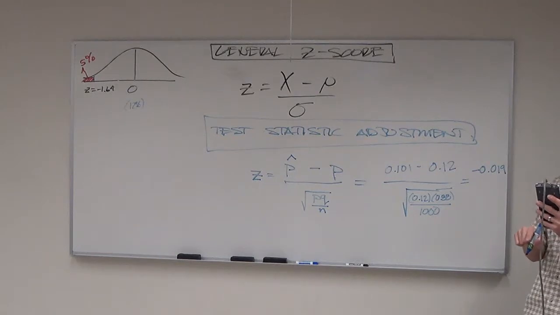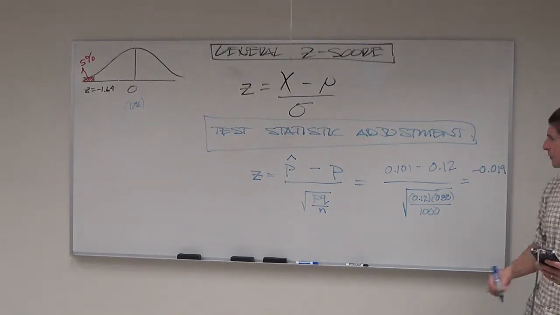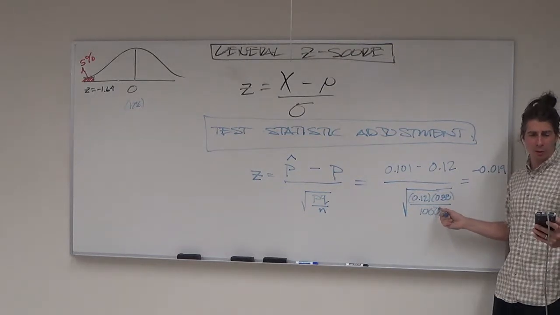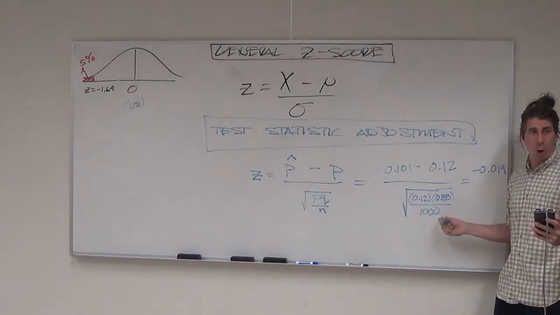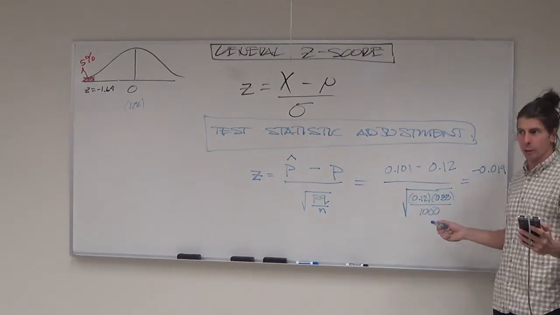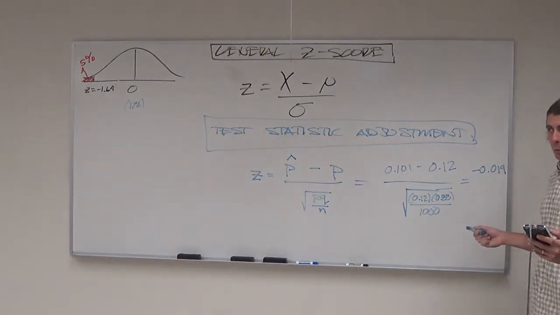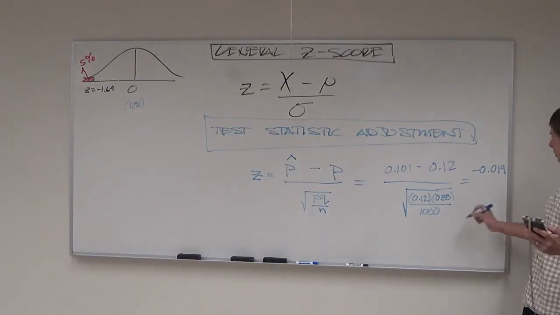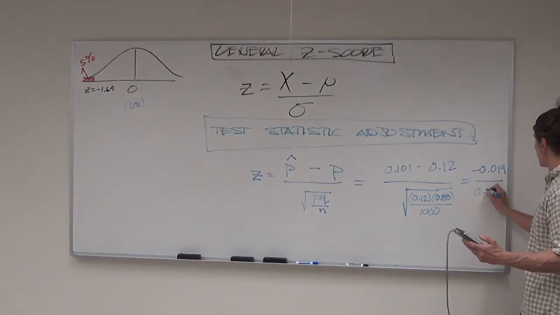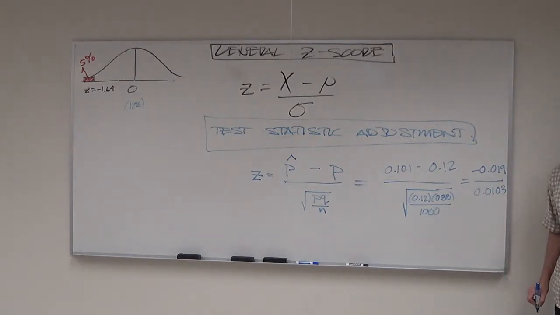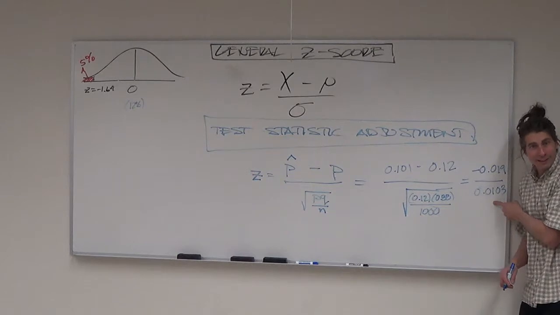I get 0.0103 for this number. Check me on that, if you'd be so kind. 0.0103 rounded to 4 decimals. We got agreement? I got 0.0103 for this number here. So we're going to divide that by 0.010. Well, that's a tiny little margin.